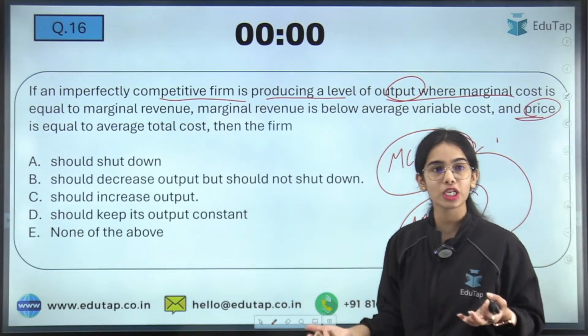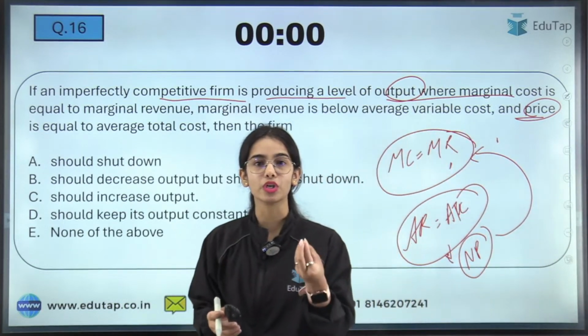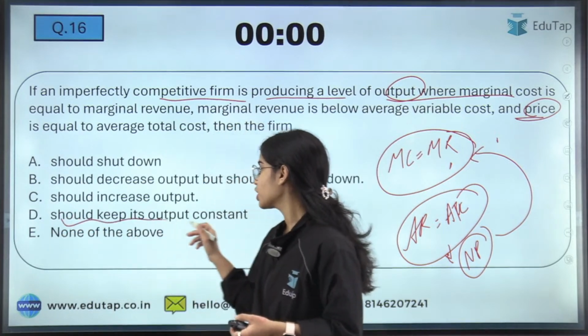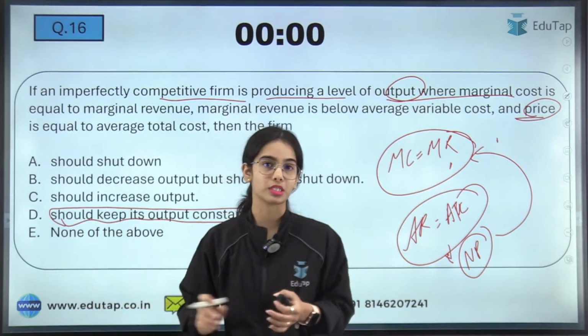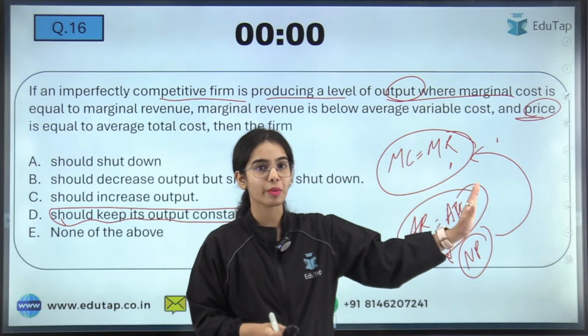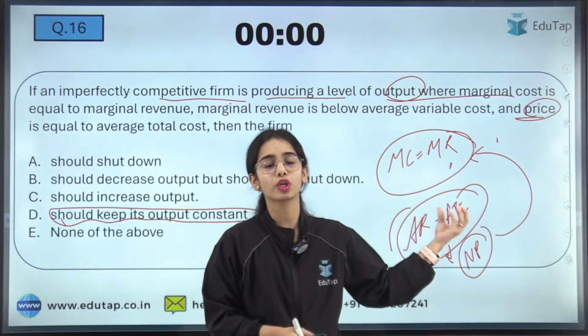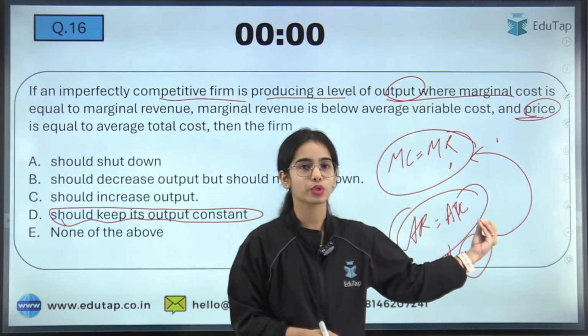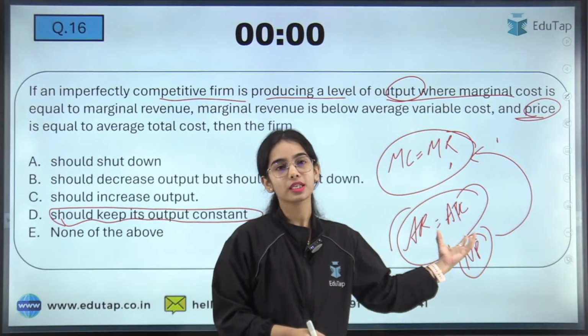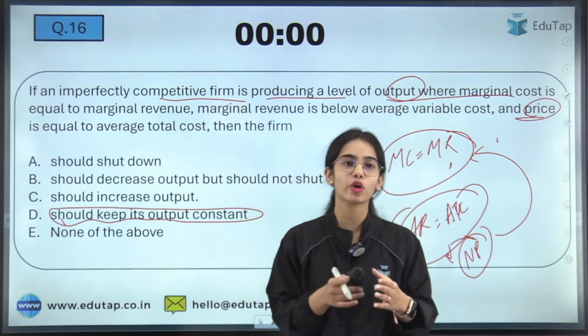So you do not need to change your output. So output should be kept constant. So this is the idea, that if MC is equal to MR, and if the average revenue is greater than average total cost, or average revenue is equal to average total cost, whatever the situation is, you will keep your output constant.